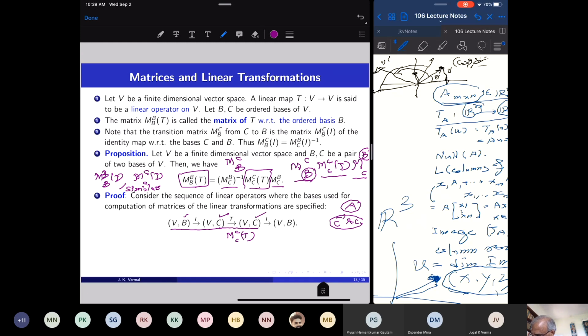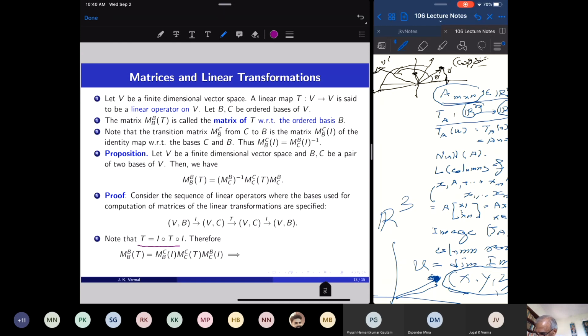This domain has basis C now, and here it has basis B. So this will give me the matrix of the identity map with respect to basis C and B, and this is the transition matrix from C to B. Okay, and here this matrix will be M_B^C(I), but this is the transition matrix. So I have identity map, I have the linear transformation T, I have the identity map. If I compose these, I get the map T from V_B to V_B. T is simply identity map composed with T, composed with identity. So it is a map from V_B to V_B, where the basis of domain and codomain is B.